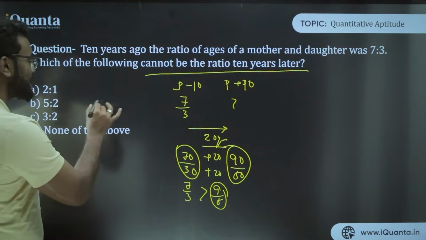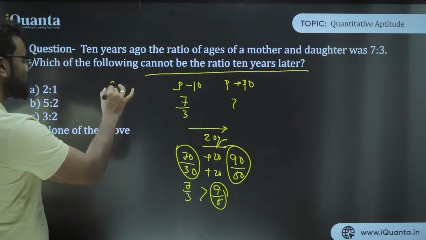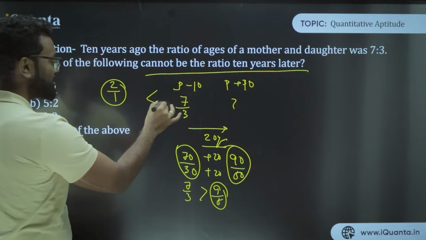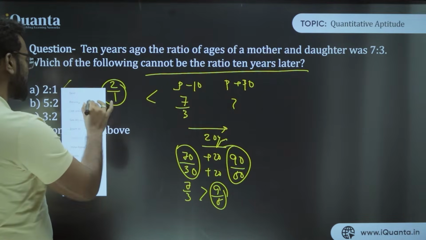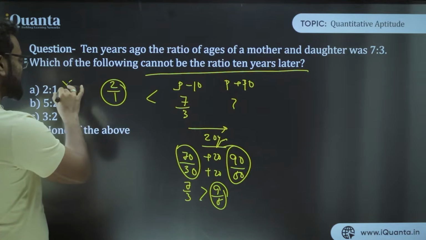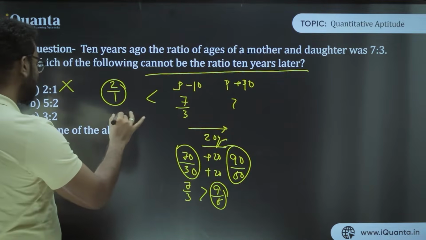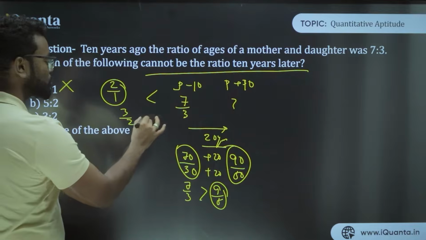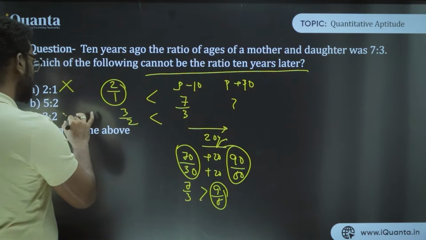Now think about the options. The first option is 2 upon 1. 2 upon 1 is less than 7 upon 3, so this is possible, and this cannot be your answer. Next, check 3 upon 2. 3 upon 2 is also less than 7 upon 3, so this is also possible.